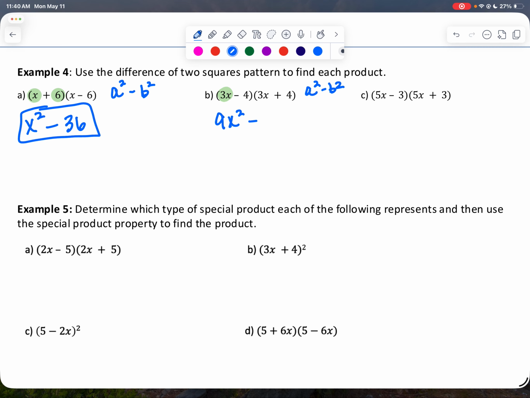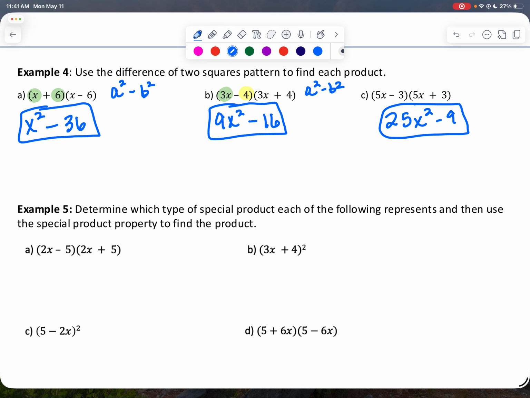Put a minus sign, then take your second term, and square it. So 4 squared is 16. So 3x minus 4 times 3x plus 4 is 9x squared minus 16. All right, pause the video and try problem C on your own. All right, welcome back. Hopefully you put 5x minus 3 times 5x plus 3 is 25x squared minus 9.